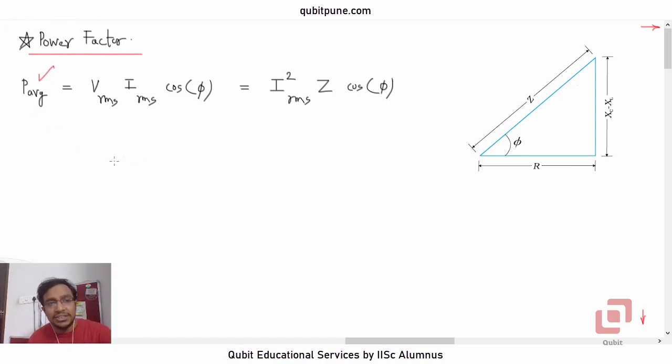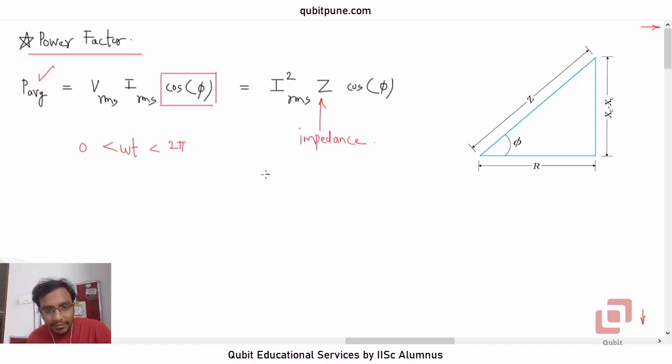If you work out the expression for the average power over one complete cycle of voltage, that means omega t changing from 0 to 2 pi, or you can take any interval of length 2 pi, then you will get Vrms into Irms into cos phi. Remember Vrms is Vm by root 2, Irms is Im by root 2, and then this additional term cos phi pops up. That's integration, and you can also write it as Irms squared into Z cos phi, where this Z is the impedance of the circuit.